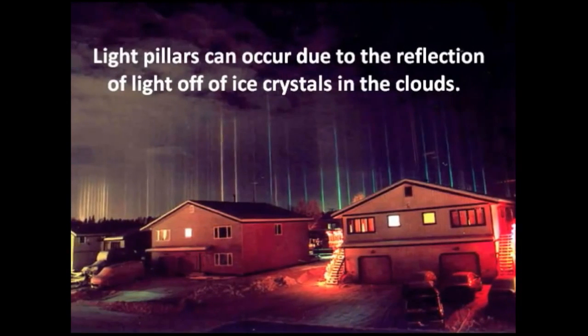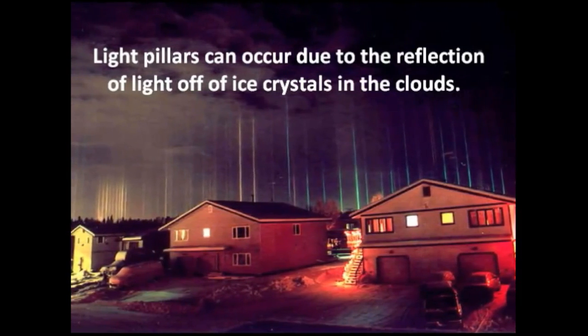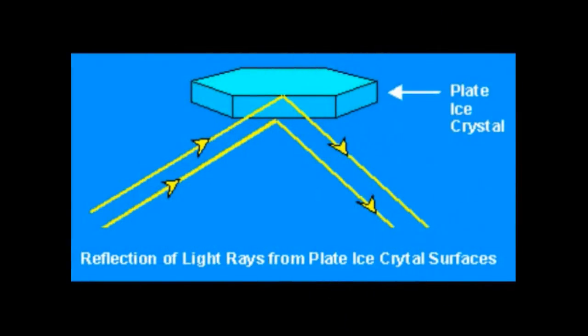Light pillars can occur due to the reflection of light off of ice crystals in the clouds. By looking at this picture, perhaps you will gain a better understanding of how light pillars are formed.